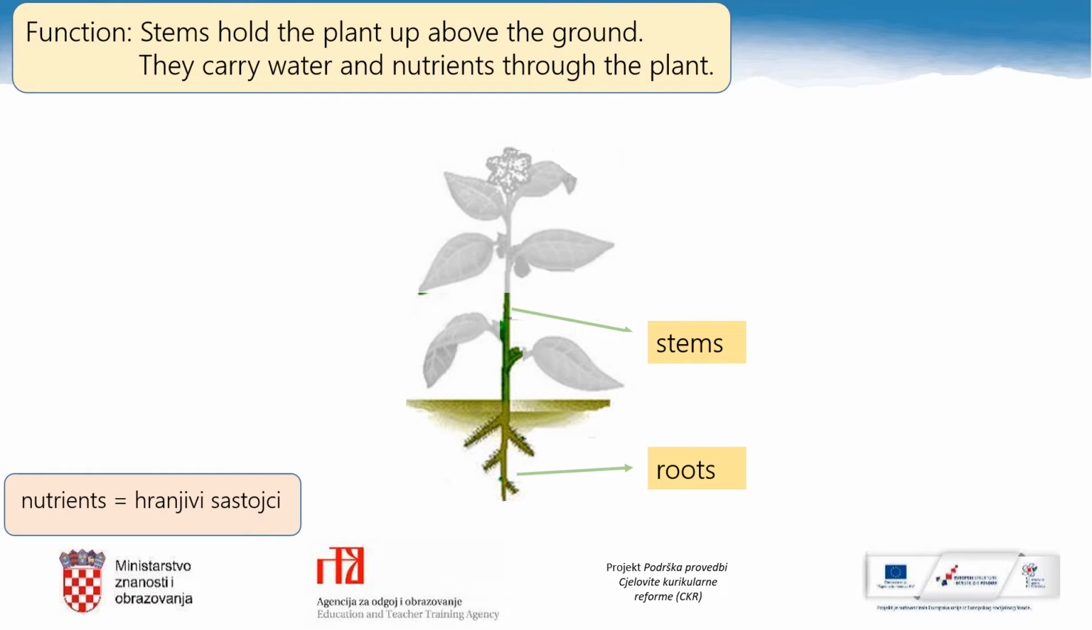The second part of a plant are the stems. Stems hold the plant up above the ground. They carry water and nutrients through the plant. Eto, to je njihova funkcija. Oni prenose vodu i hranjive sastojke kroz biljku.